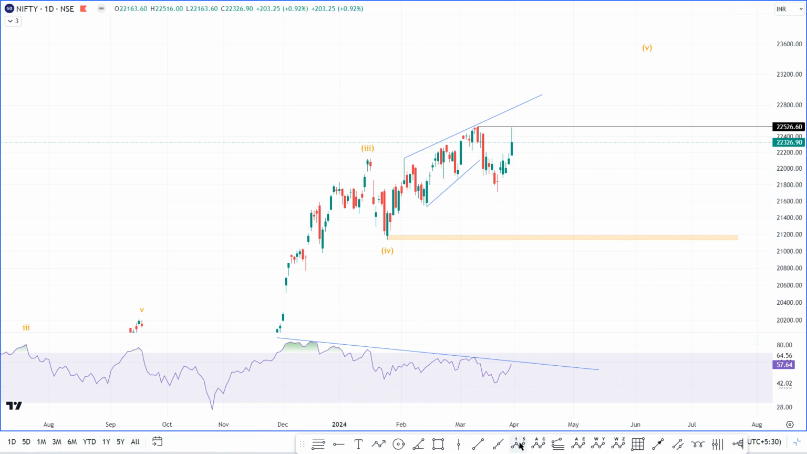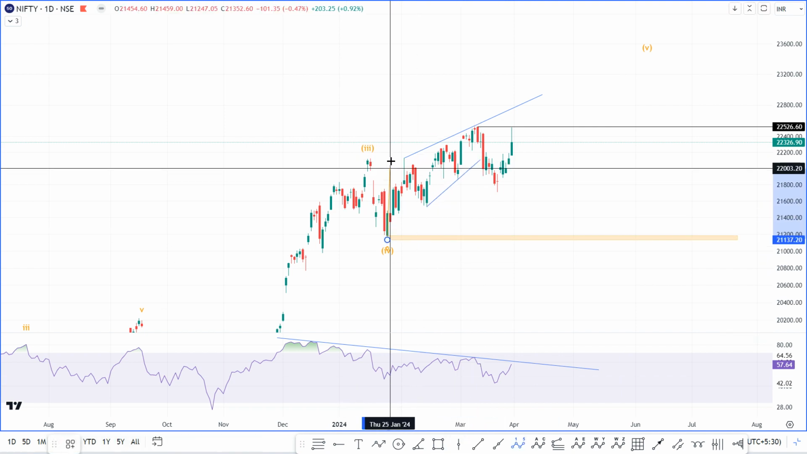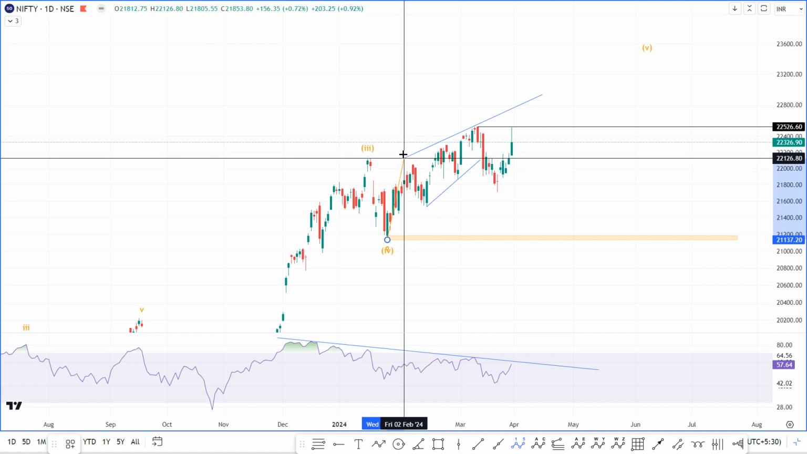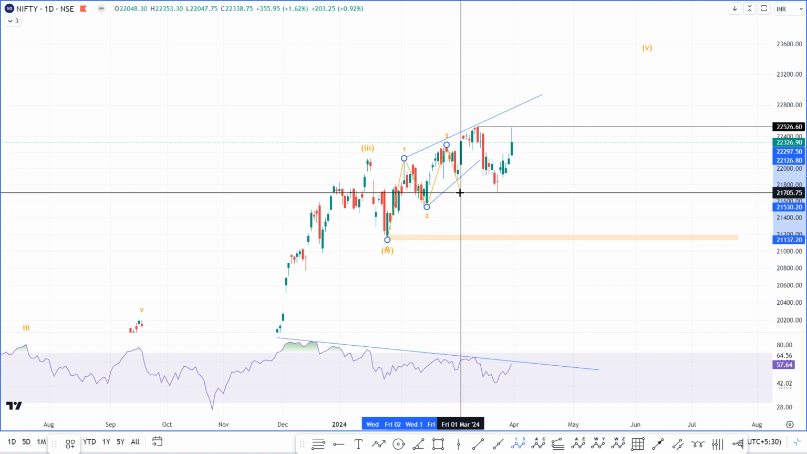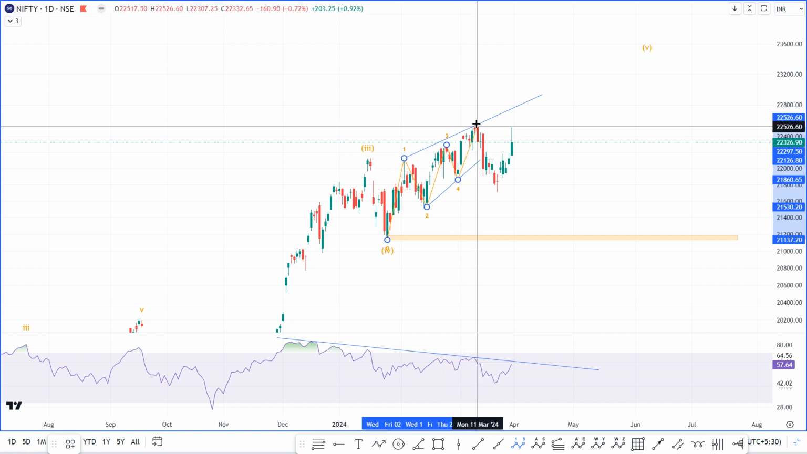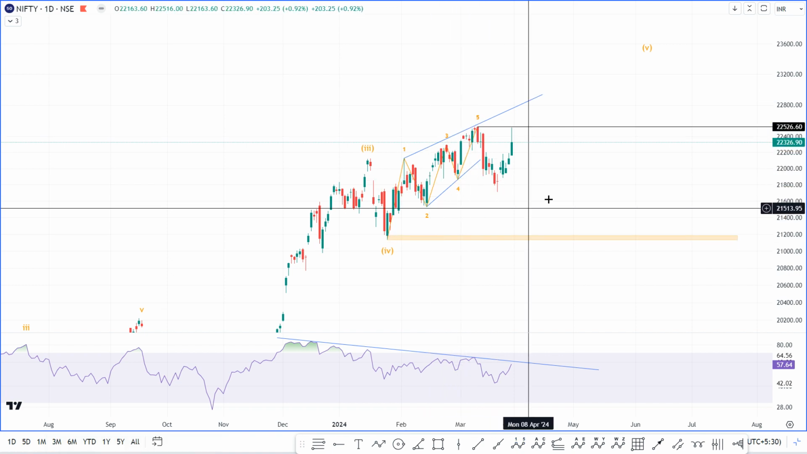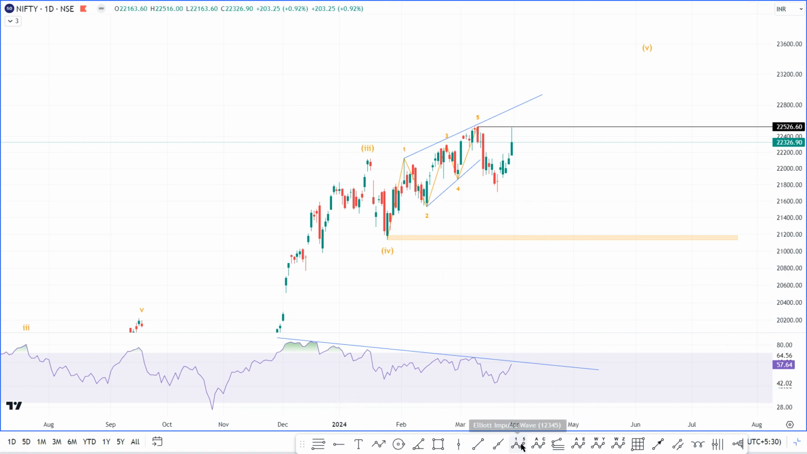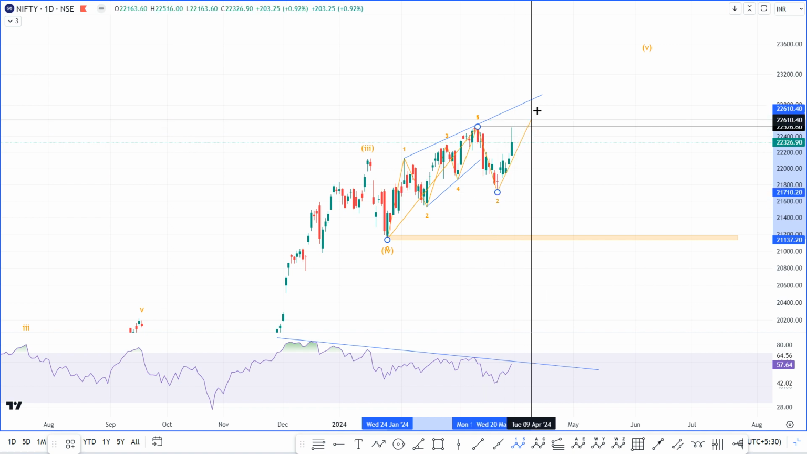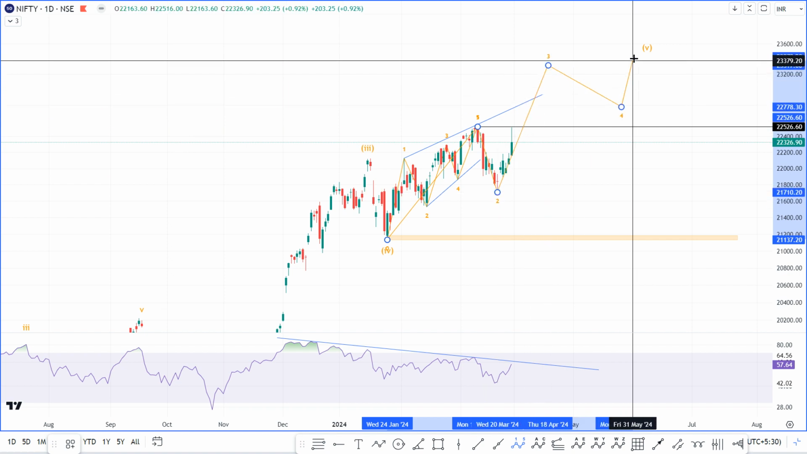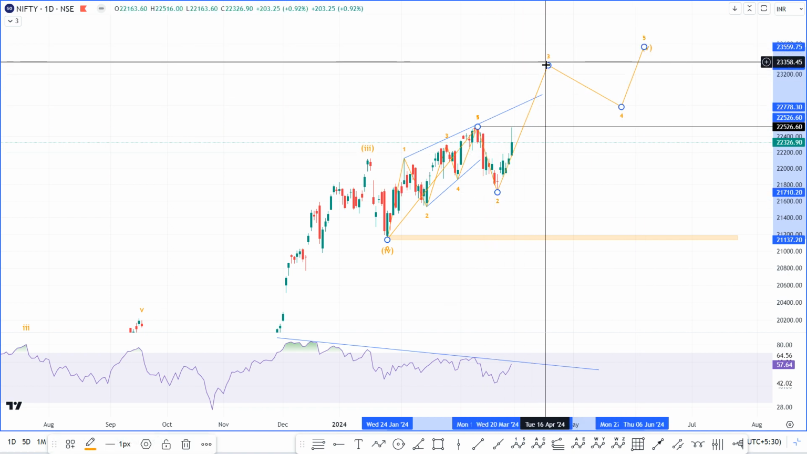If you see, we'll mark it as well on the charts. Now see why I'm saying that this can be a diagonal, because this is one, this is two, this is three, this is four, and this is five. Now if this is the scenario, then this has to be one, two, three, four, and five.